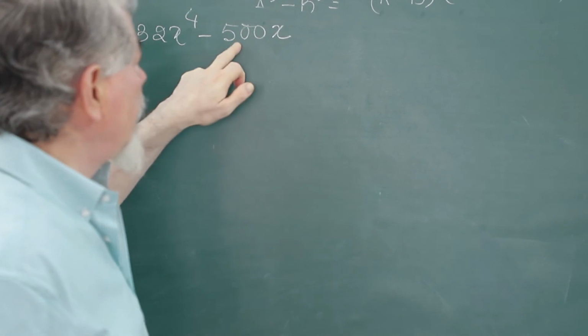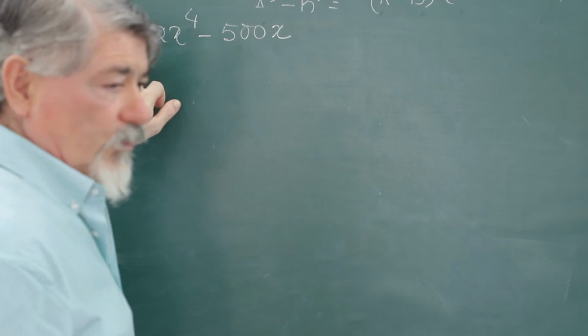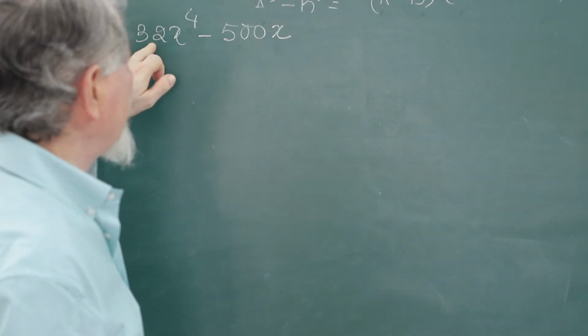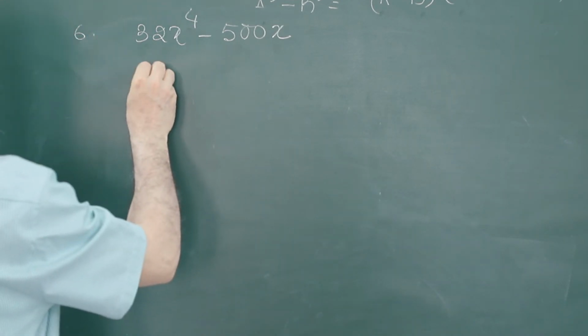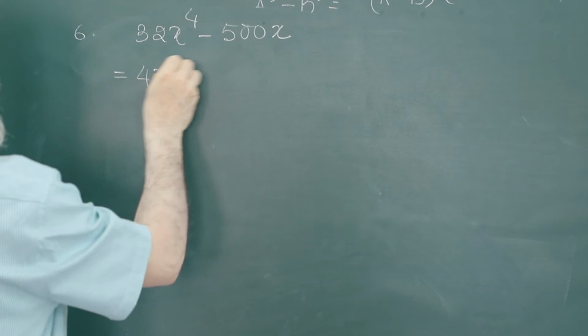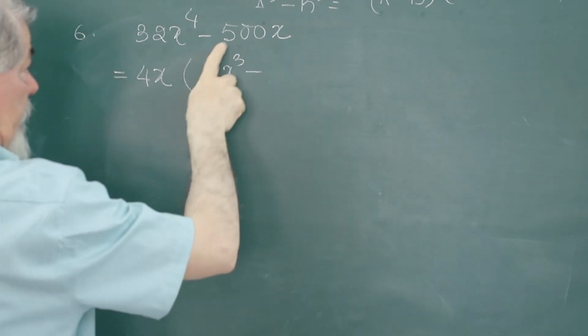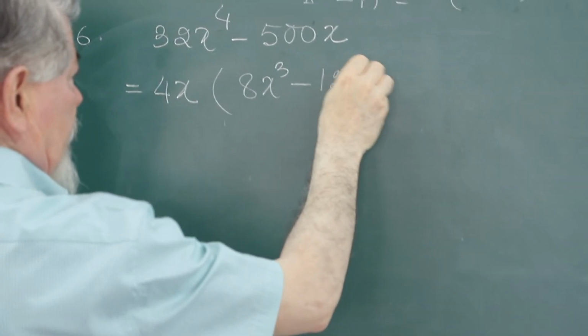Out of 32 and 500, I can take out 4 common. I can take another number also, but I want 4. Why? 4 8s are 32, and 8 is a perfect cube. So 4x I will take out common. It will be left 8x cube minus, how much? 4 125s are 500, so 125 will be left here.